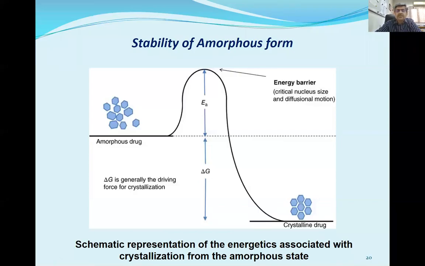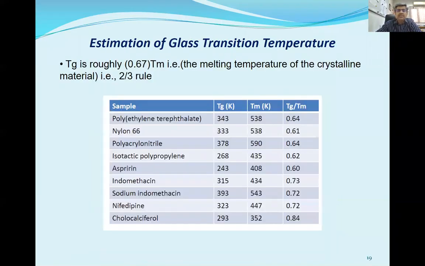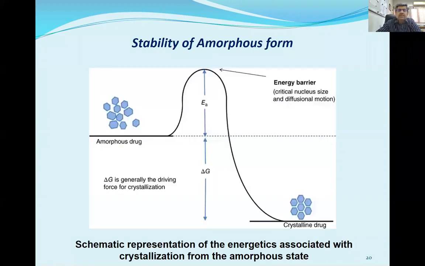Good afternoon, everyone. In the last class related to the amorphous systems, we had discussed the estimation of glass transition temperature. We are now going to move over to the next topic, that is related to the stability of the amorphous form. We all know that the amorphous form is thermodynamically unstable because it has a higher free energy as compared to the crystalline form. And that is the reason why it always has a tendency to convert back to the crystalline form upon storage.